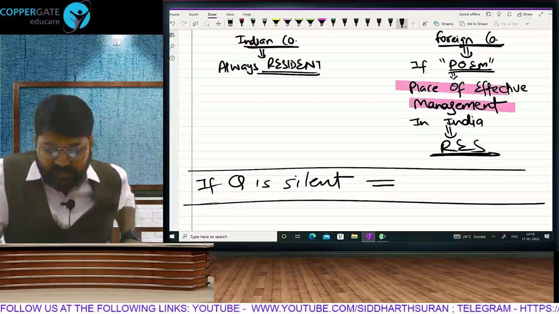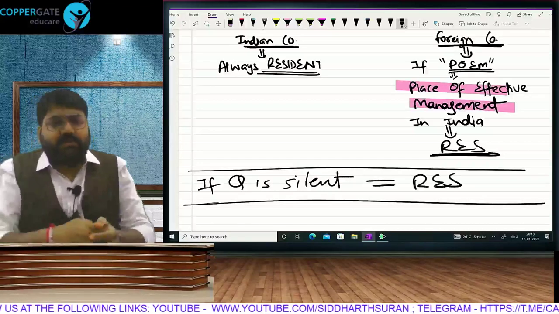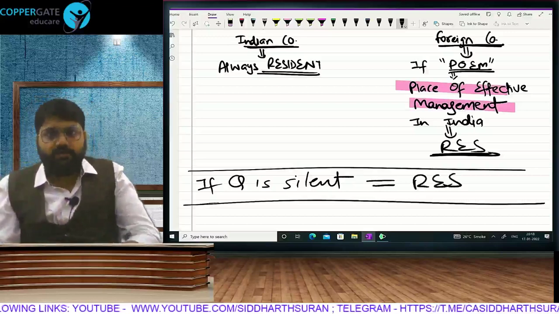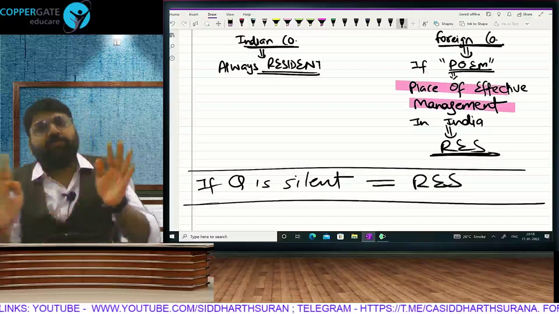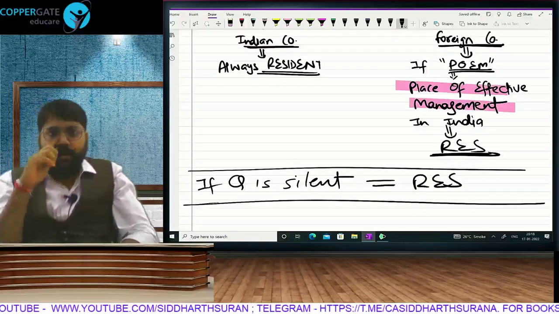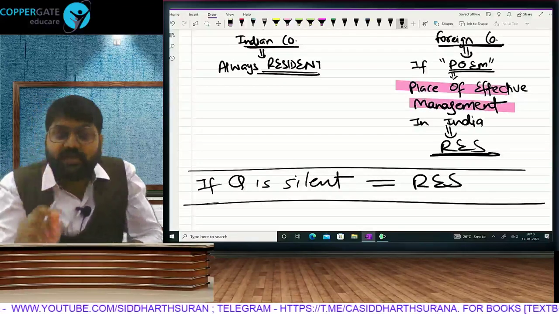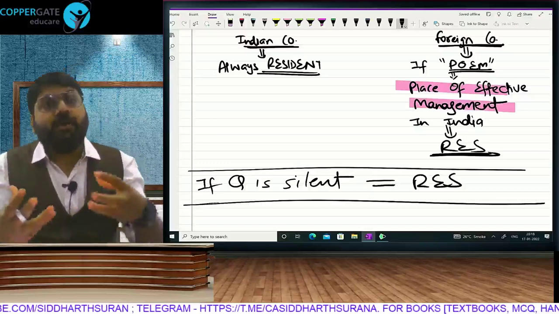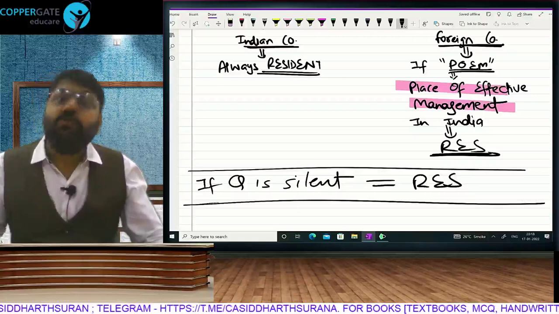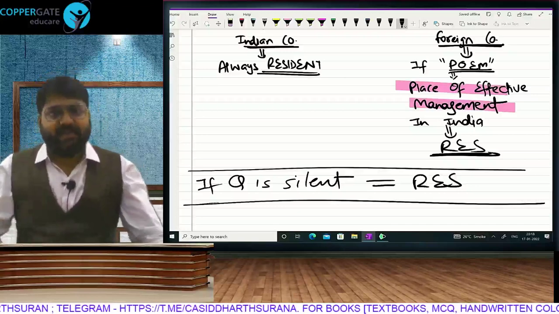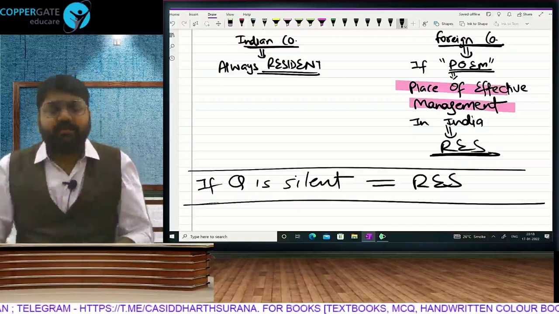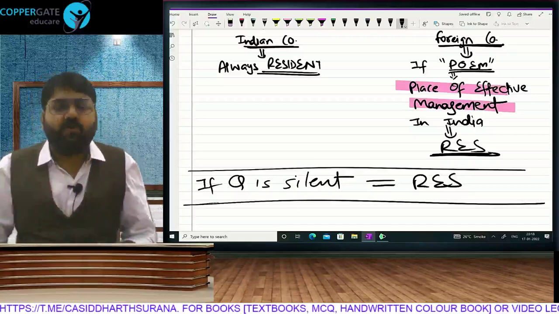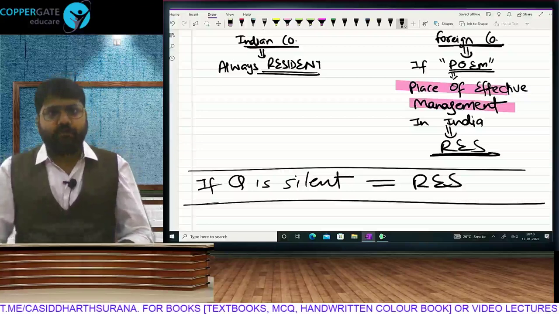If the question is silent, that means the assessee is resident. And in case of individual or HUF, you can take it as ROR also. That means if the question is silent, you have to make tax payment on all the incomes. If your assessee is non-resident, the question will tell you that the assessee is non-resident, or the question can give you the number of days. You have to first determine whether the assessee is resident or non-resident and then decide the taxability of income. So, income computation cannot be done without knowing residential status and scope of total income.